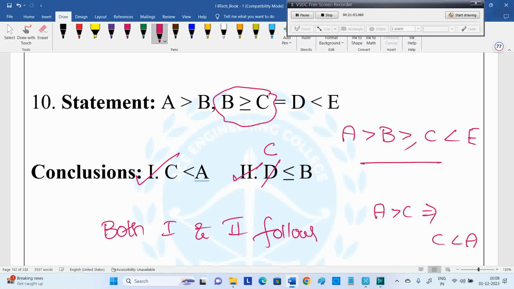Only 1 follows, only 2 follows, either 1 or 2, neither 1 nor 2, both 1 and 2 follow. In general, these are the 5 options everybody will get in this topic.